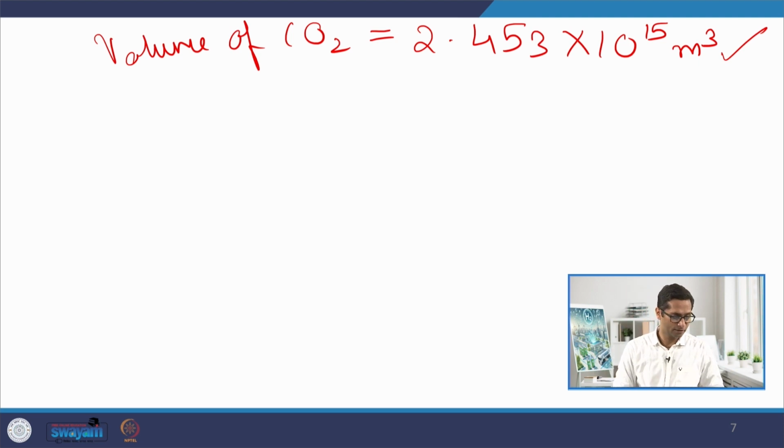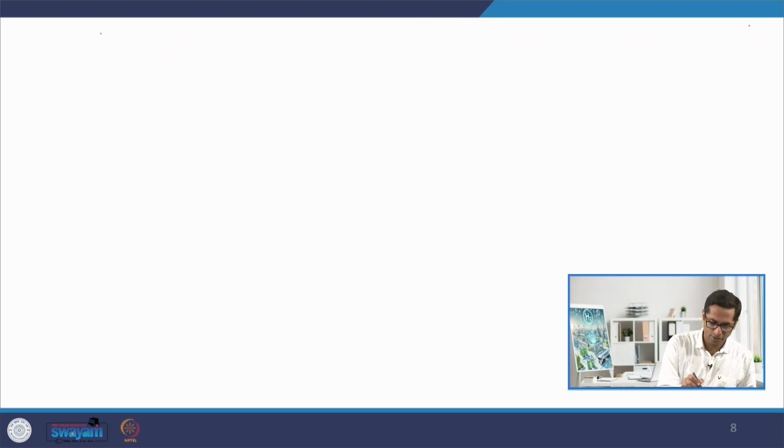So for this calculation, let us try to understand the composition of fossil fuel, and I will take a fossil fuel which is widely used in the form of crude. So let us start with the composition of crude that is available.